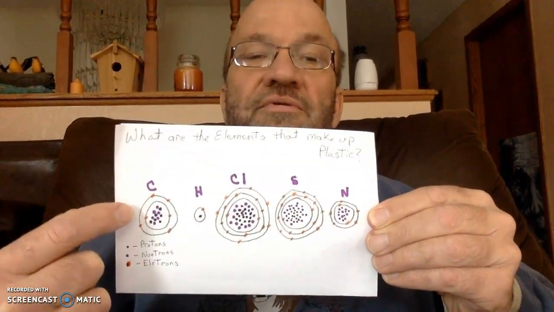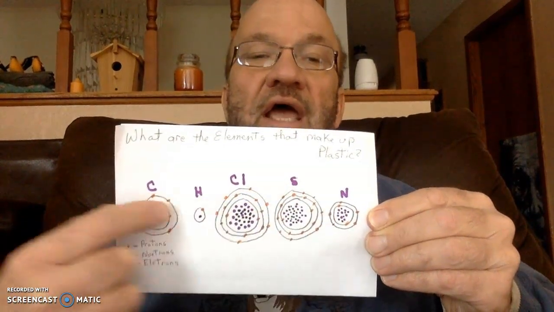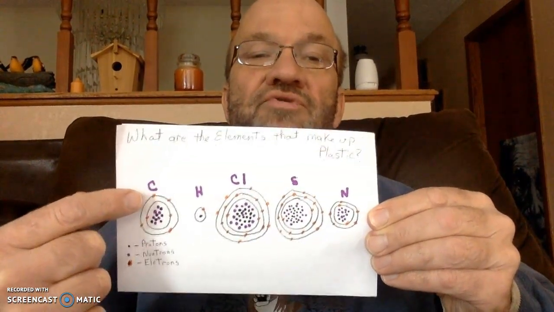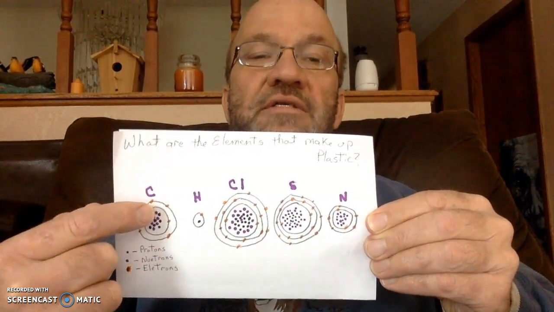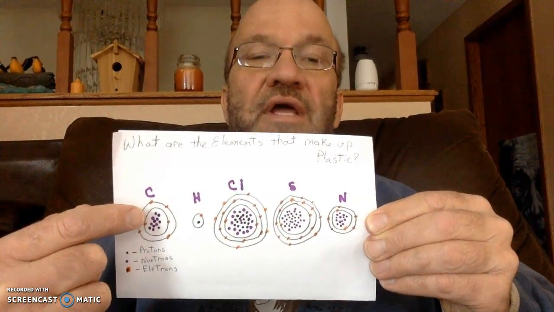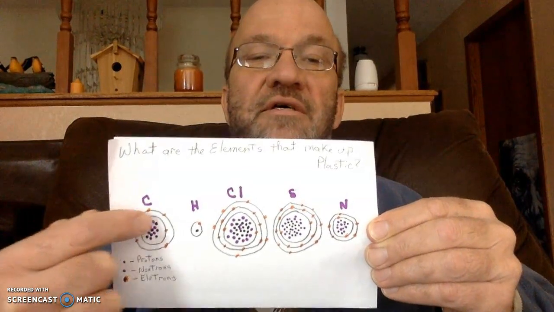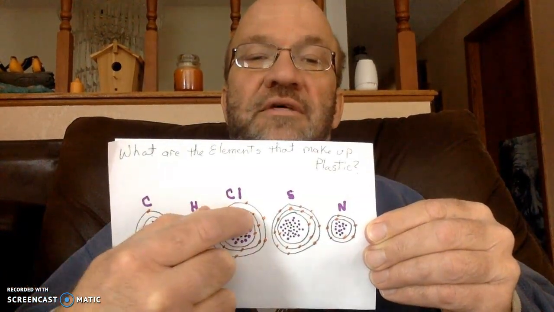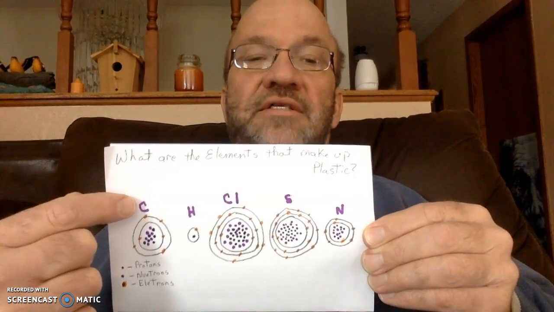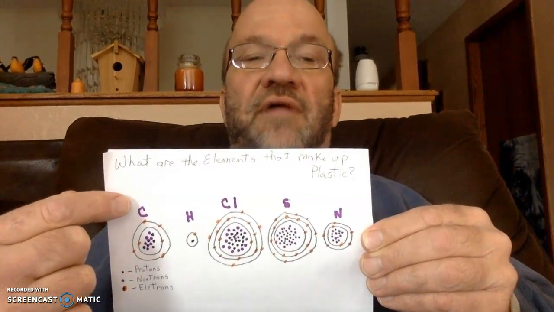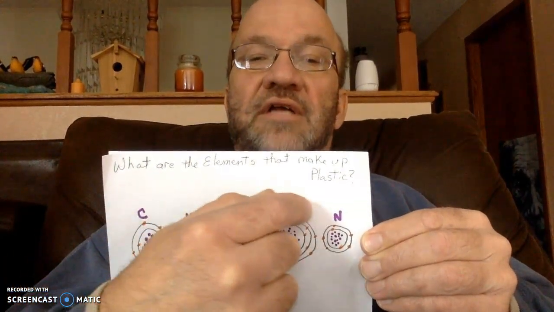So I drew all of the atoms of those, and I put in the protons, the neutrons inside of the nucleus, and then I made the rings like I saw in the pictures, and I put on the electrons for each of these. Notice I put the symbol of what they are instead of the name. So here's carbon, hydrogen, chlorine, sulfur, and nitrogen.